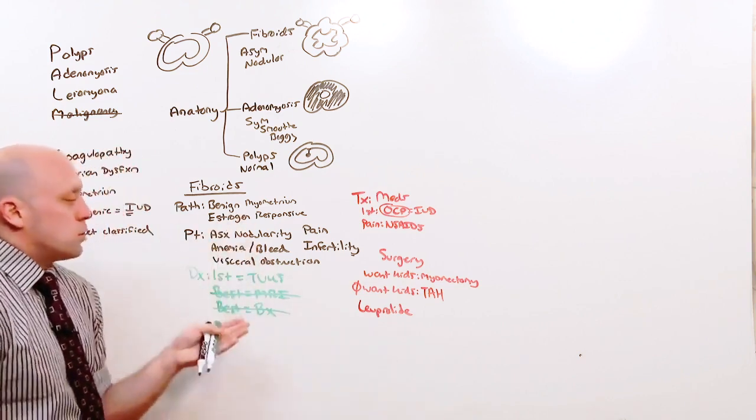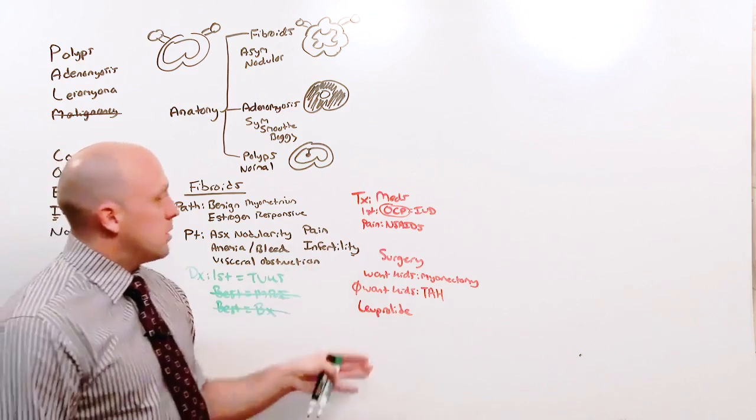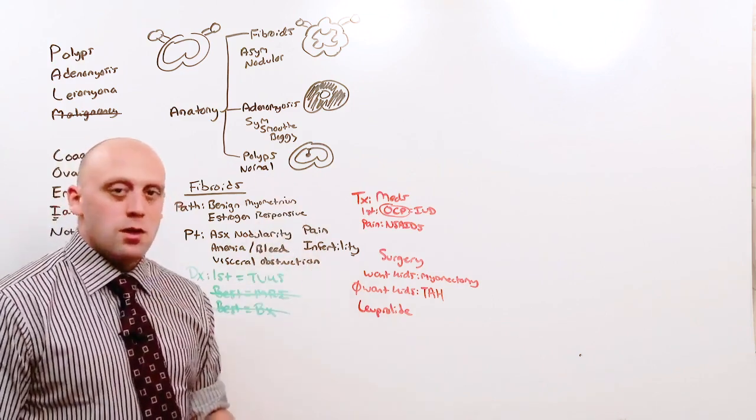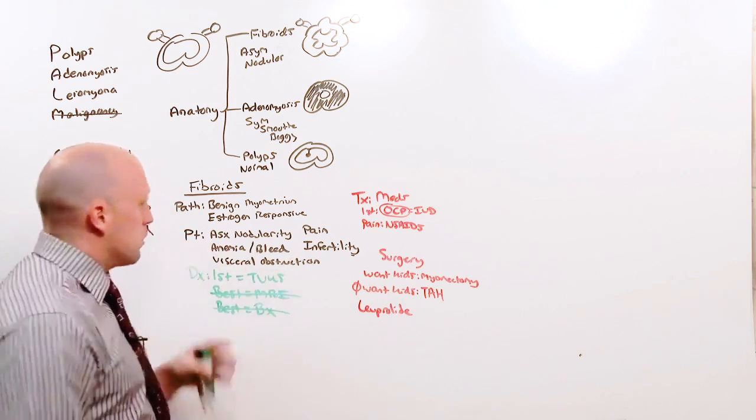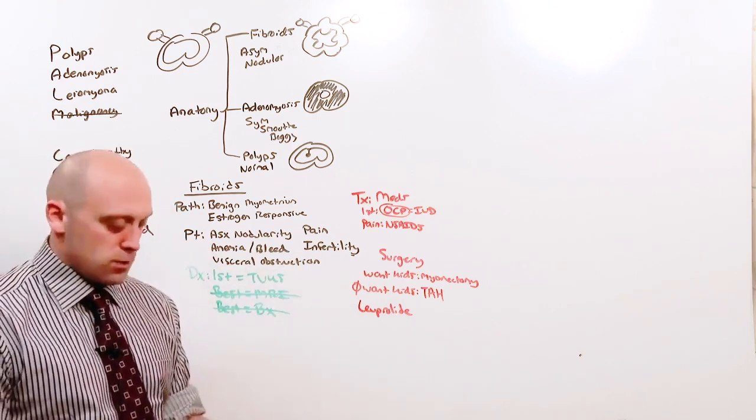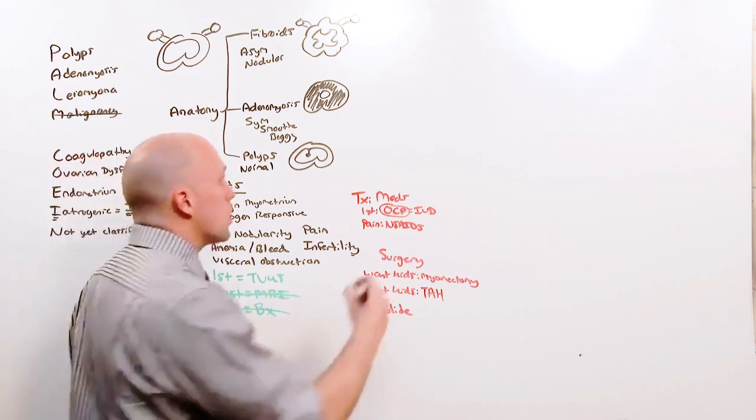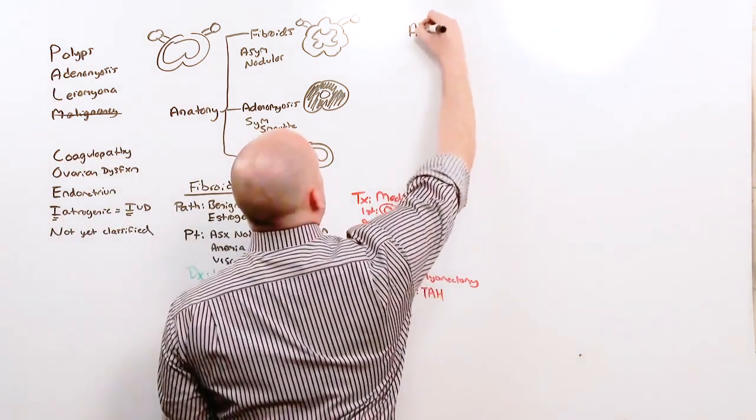Adenomyosis and polyps are essentially managed very similarly, except they don't have the medications. They're just going to be more surgical. And they present the same way and are worked up the same way. So we're not going to talk about them in detail. I do want to talk about abnormal uterine bleeding.